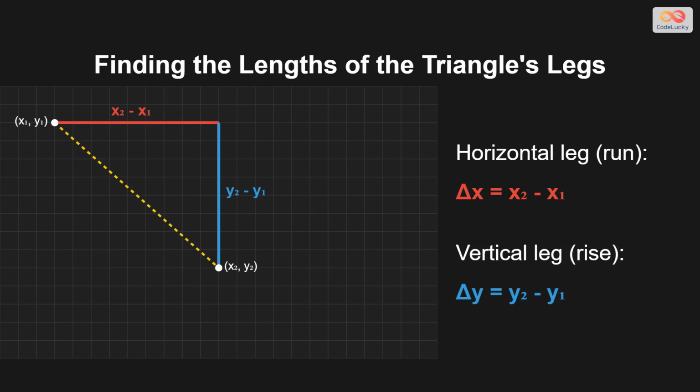The lengths of the triangle's other two sides are easy to find. The horizontal leg is simply the change in the x-coordinates, which is x2 minus x1. The vertical leg is the change in the y-coordinates, which is y2 minus y1.